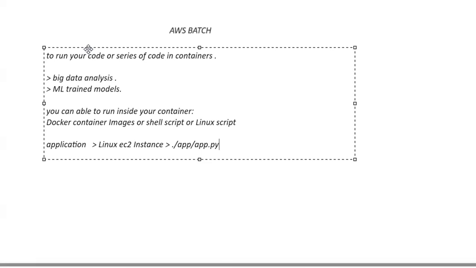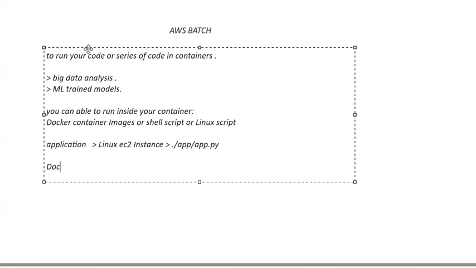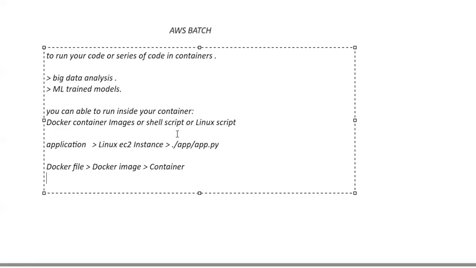You can run this application on containers by using any one of the scripting options. Either you create a Docker container image, and how do you create a Docker container image? By using a Dockerfile, you can create a Docker image. By using the Docker image, you can create a container in this AWS Batch. If you want to create this container from a shell script, you first write the shell script and then you execute it in this Batch, and it will create this container. If you want to create this container by using a Linux script, you first write this Linux script and then you run the script in this Batch, then the container is generated.